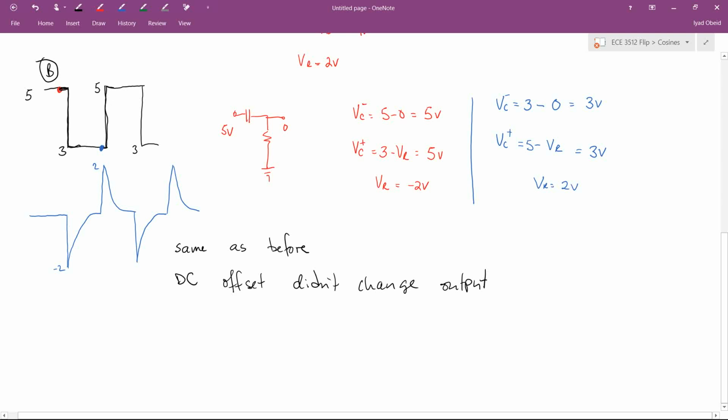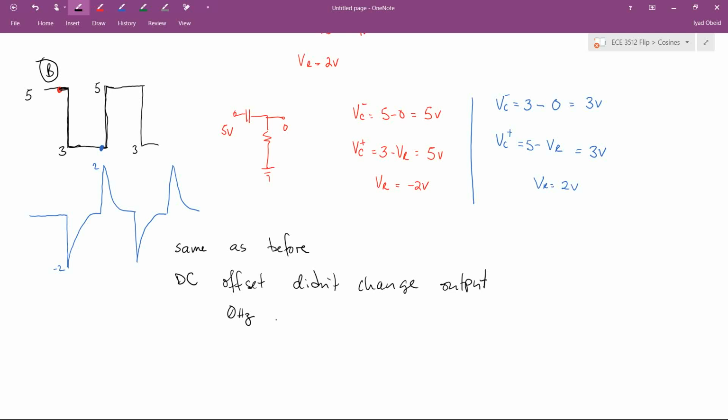And that makes sense. We expect that because DC offset is by definition a 0 hertz signal, which is a low frequency signal which gets rejected by the high pass filter. Therefore, if you add a 0 hertz component to the signal, that's not going to change the output at all because it's low frequency. It's getting filtered away. It's getting removed. So adding a DC offset won't change the output.